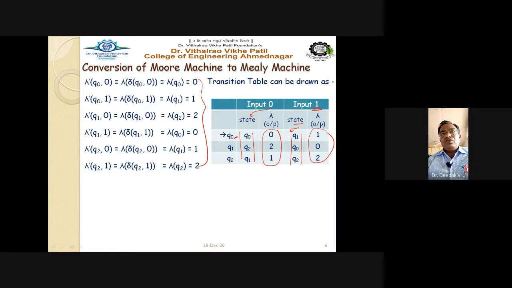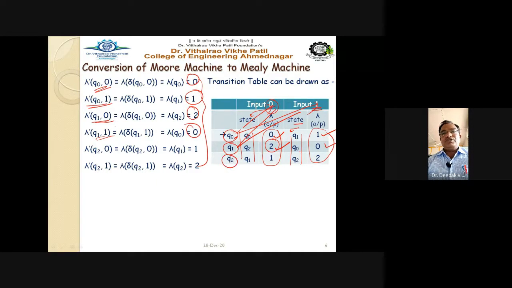So Q0 on 0. What is the lambda value? Q0 on 0, lambda value is 0, so this value is put here. Q0 on 1, what is the output value? Lambda dash Q0 of 1 is nothing but 1, so that's why it is written as 1 here. Q1 on input 0, the value is 2, so 2 is written here. Q1 on 1 is 0, that's why 0 is written here.